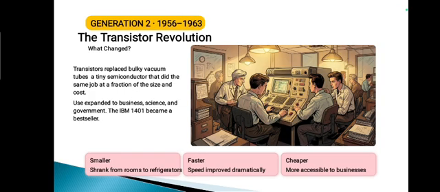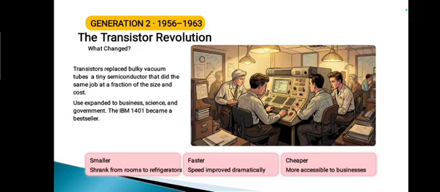Then the next one is generation 2, the transistor evolution. In this, transistors replaced bulky vacuum tubes, a tiny semiconductor that did the same job at a fraction of the size and cost. The use expanded to business, science, and governments. The IBM 1401 became a bestseller. The main thing is they were smaller, faster, and cheaper.